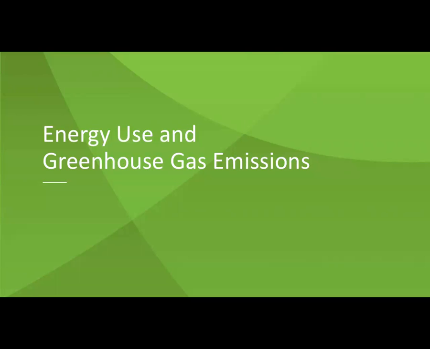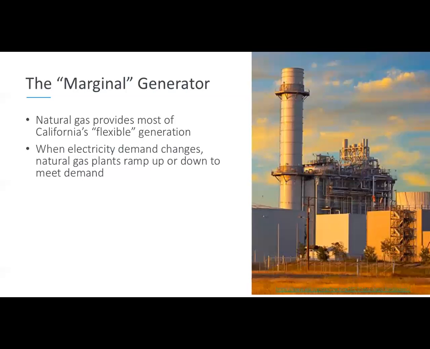This all comes down to the concept of the marginal generator. In the state of California, natural gas power generators currently provide most of our flexible generation. Because of this, as electricity demand fluctuates, natural gas plants ramp up or down to meet demand. The last generator to operate is the marginal generator. Marginal generators also happen to be the most expensive and usually the most polluting generators. So reducing demand when electricity is most expensive also reduces our dependence on expensive or inefficient peaker power plants.